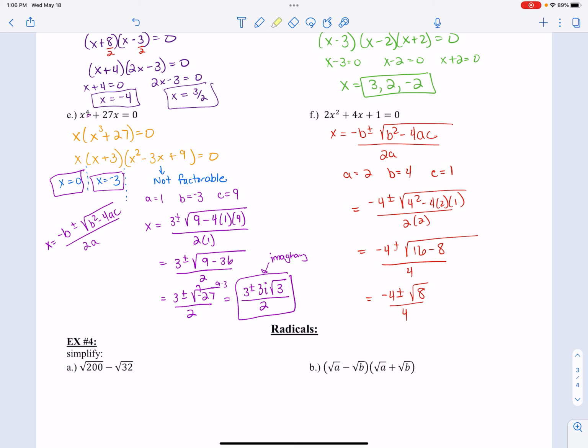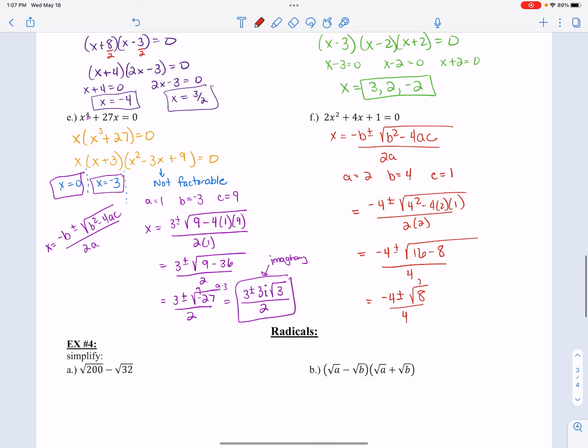But I have 2 things to do. First of all, this can be simplified. And if you're doing that on your calculator all the time, you need to stop. Learn how to do this without a calculator. Especially if you're taking more math, stop being so calculator dependent. The square root of 8 is the square root of 4 times 2. And 4 has a perfect square. So I'm going to end up with negative 4 plus or minus 2, radical 2 all over 4. That 4 became a 2 on the outside. So that reduced my radical.